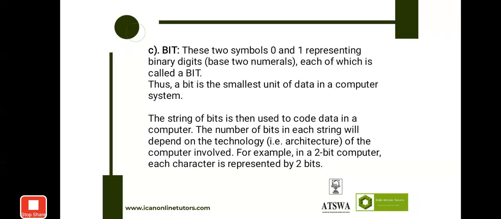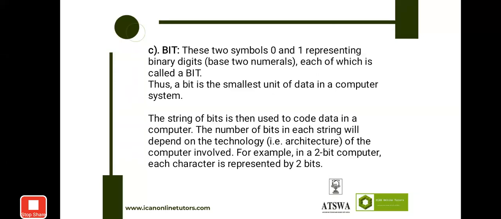So we also have what we call bits. Bits are the two symbols 0 and 1, which represent binary digits, that is, base 2 numerals, each of which is called a bit. Thus, a bit is the smallest unit of data in a computer system.